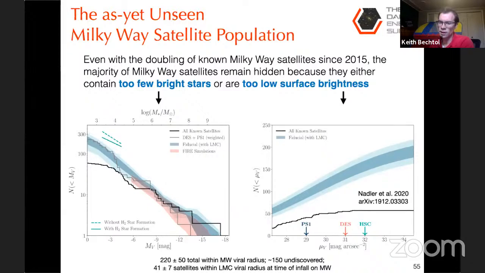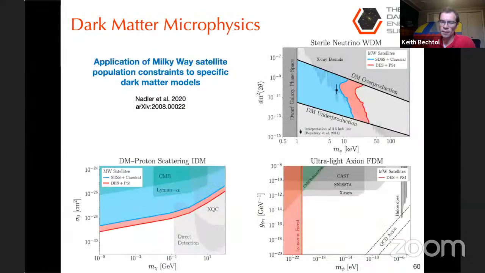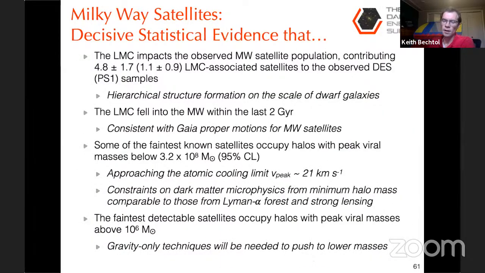Another key result of this study is that we find that maybe as many as 40 of this total population of satellites of the Milky Way were originally associated with the LMC. They were within the LMC virial radius when it was accreted onto the Milky Way. And so we're starting to learn about some of the key features of the formation history of the Milky Way and how this population came to be.